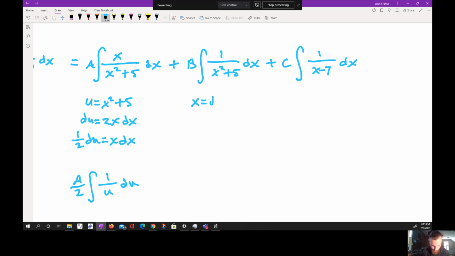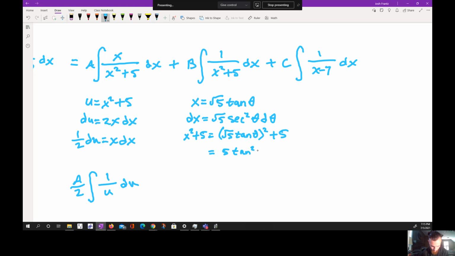So we say x equals the square root of 5 tangent theta. That means that dx equals the square root of 5 secant squared theta d theta. And x squared plus 5 equals the square root of 5 tangent theta, squared, plus 5. Just subbing what we said was equal to x in there. 5 tangent squared theta plus 5.